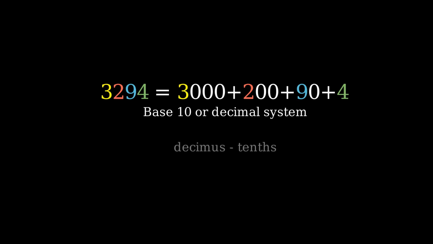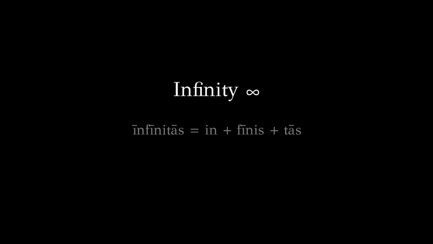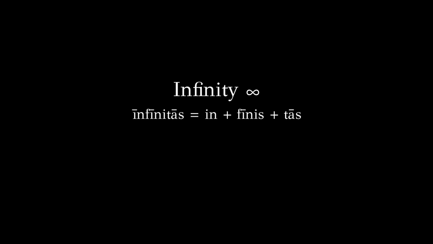Decimal comes from Latin decimus, meaning tenths. The word infinity also comes from Latin, from the word infinitas. The prefix in means not, finis means end, and tas is a suffix in Latin similar to the suffix ness in English. So infinitas means unlimitedness. The English word finish also comes from the Latin finis.